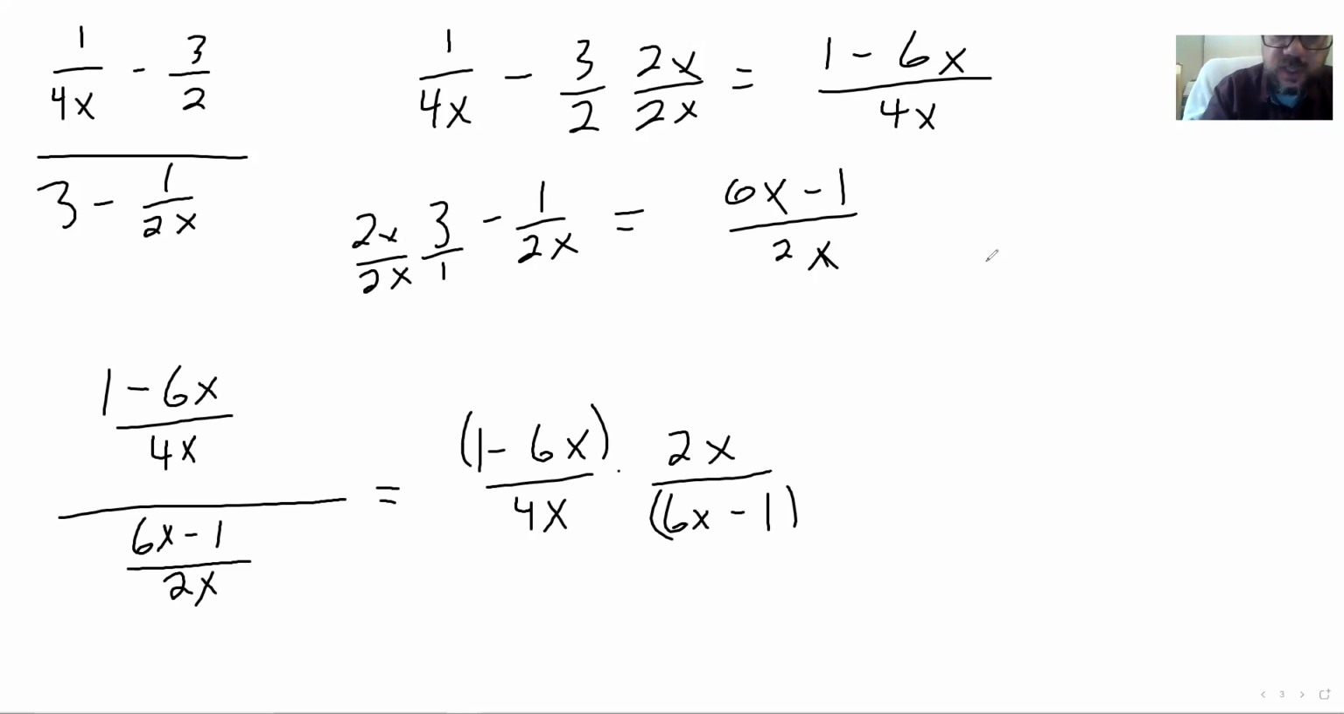So when I cancel them, I just get left with a minus 1. 2x and 4x obviously cancel. 2 cancels with the 4, leaving me at 2. The x cancels with the x, leaving me with nothing, or 1, I guess. And the whole thing is negative a half.